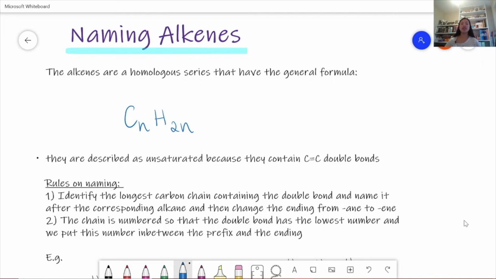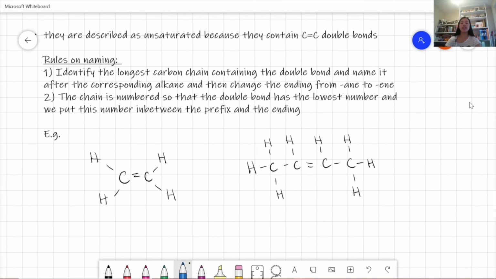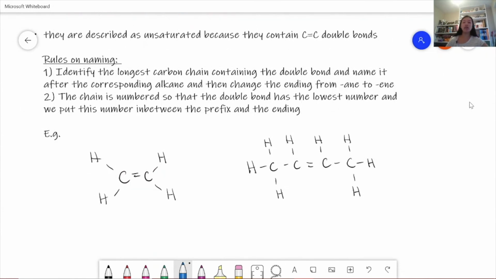And alkenes are described as unsaturated because they contain carbon-carbon double bonds. And so we have a few rules on naming. The first is that we identify the longest carbon chain containing the double bond and name it after the corresponding alkane, and then change the ending from ane to ene. And then what we do is number the chain so that the double bond has the lowest number, and we put this number in between the prefix and the ending.